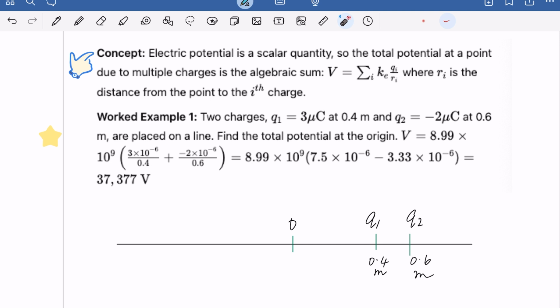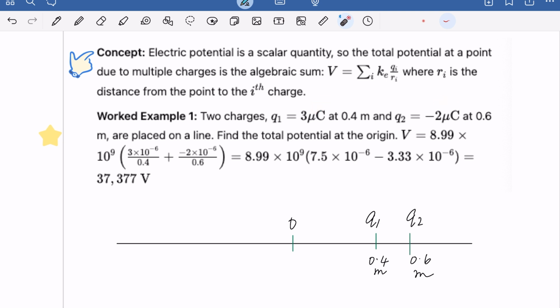Here's an example. That's the diagram that I've drawn. You have two charges, Q1 and Q2. The charges are given, and their distances from the origin are given. Find the total potential at the origin. Well, you see KQ by R plus KQ by R. Of course, the K is taken out. All right. But did you notice this? Because one of the charges is negative, remember to use negative. And then do the math, you get the answer.